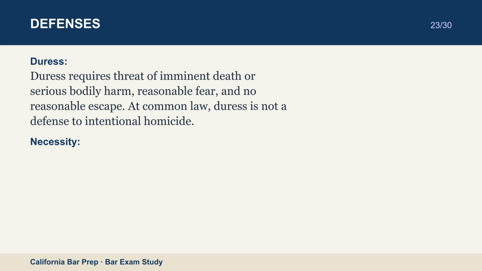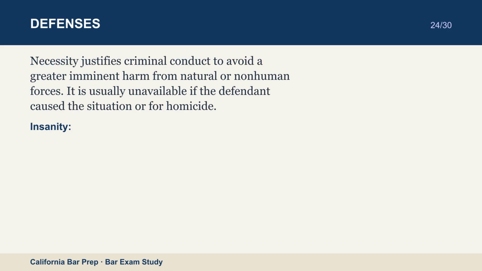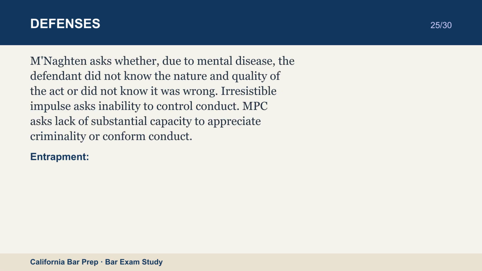Necessity. Necessity justifies criminal conduct to avoid a greater imminent harm from natural or non-human forces. It is usually unavailable if the defendant caused the situation or for homicide. Insanity. M'Naghten asks whether, due to mental disease, the defendant did not know the nature and quality of the act or did not know it was wrong. Irresistible impulse asks inability to control conduct. MPC asks lack of substantial capacity to appreciate criminality or conform conduct. Entrapment. Entrapment requires government inducement and lack of predisposition under the subjective test. Merely providing an opportunity is not inducement.